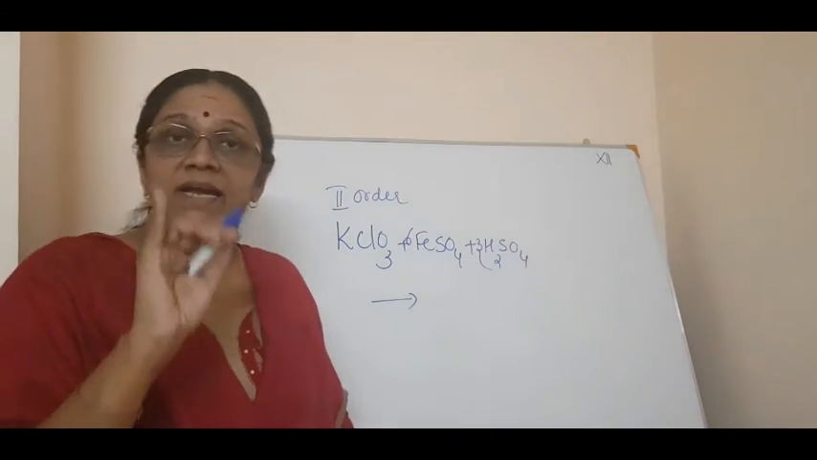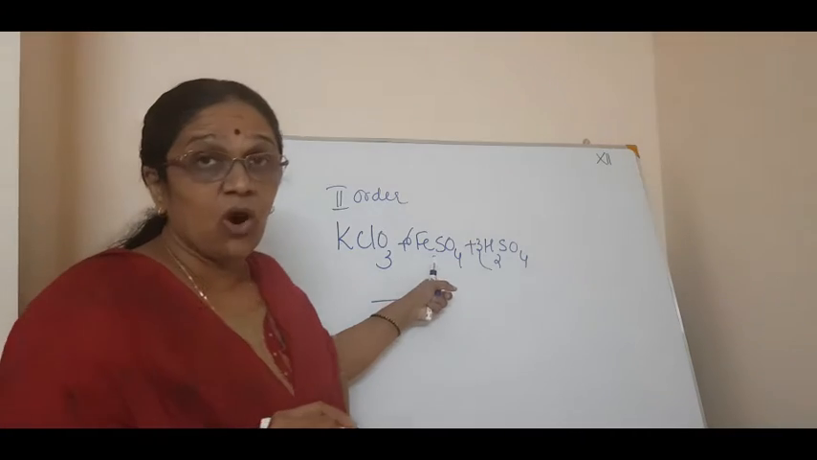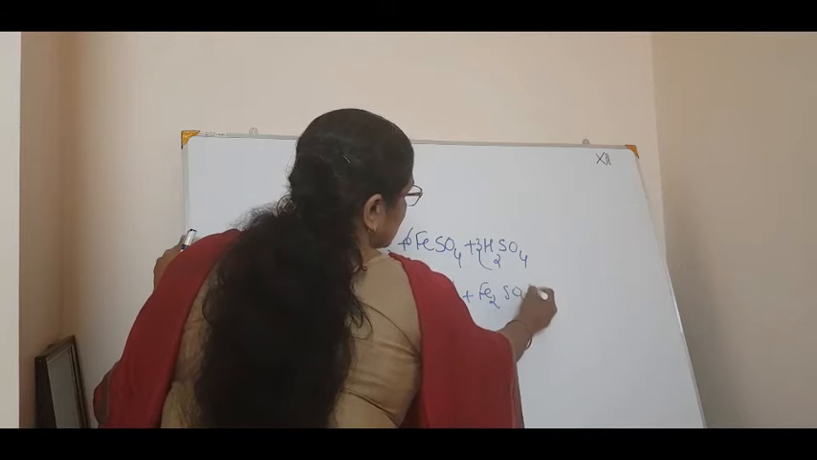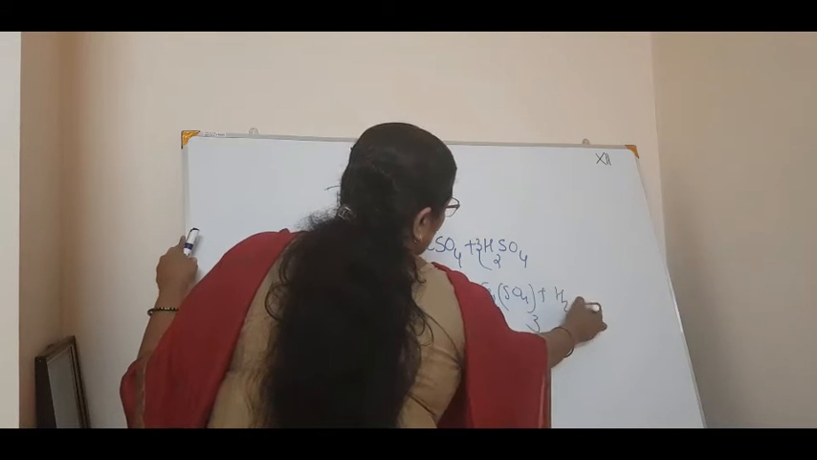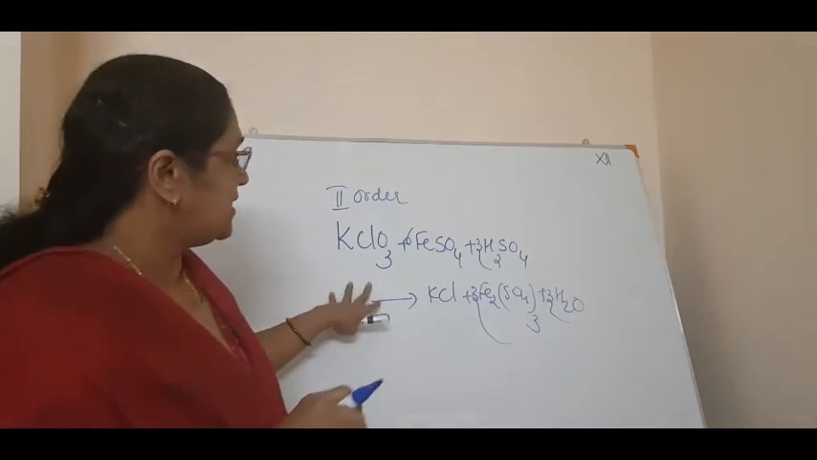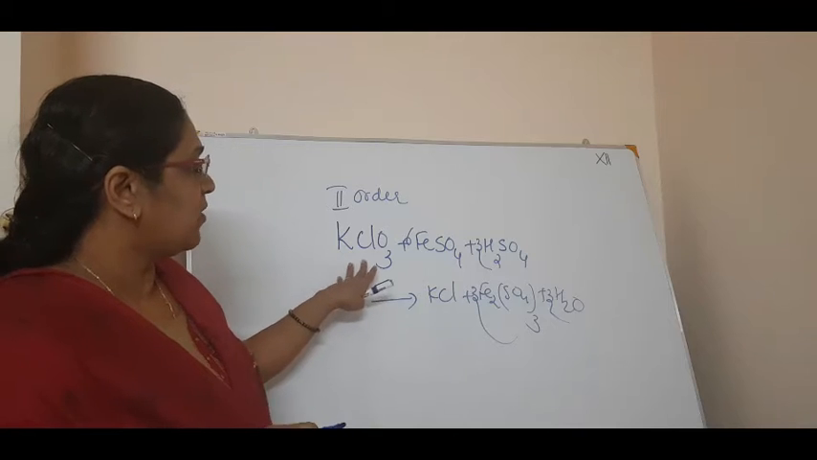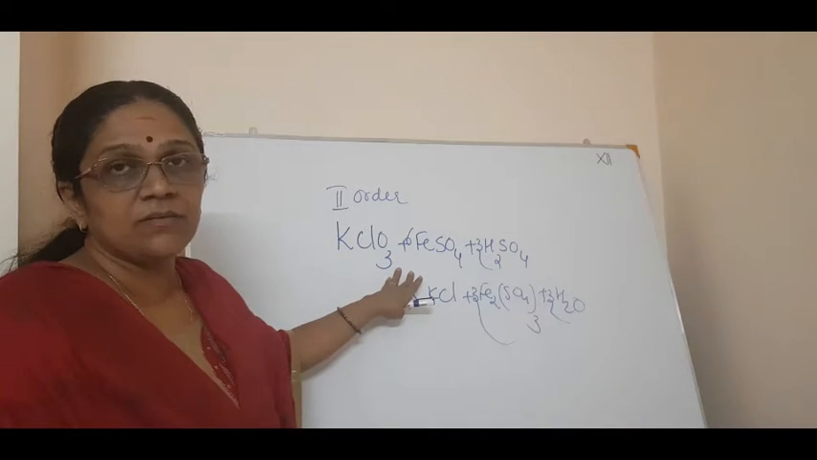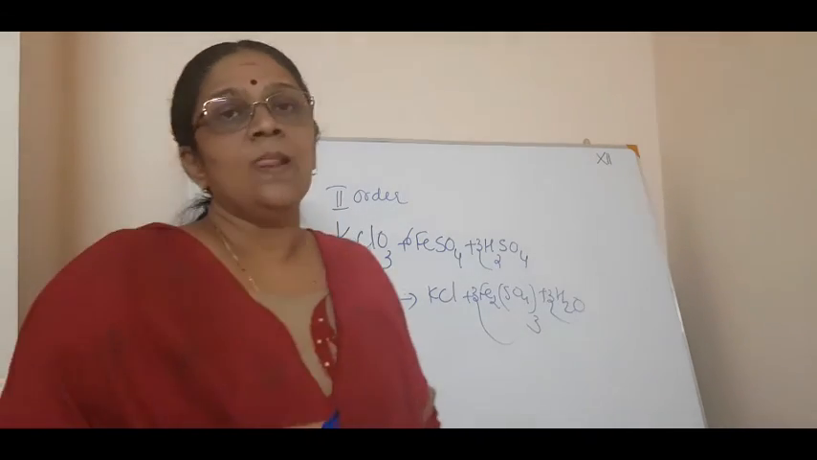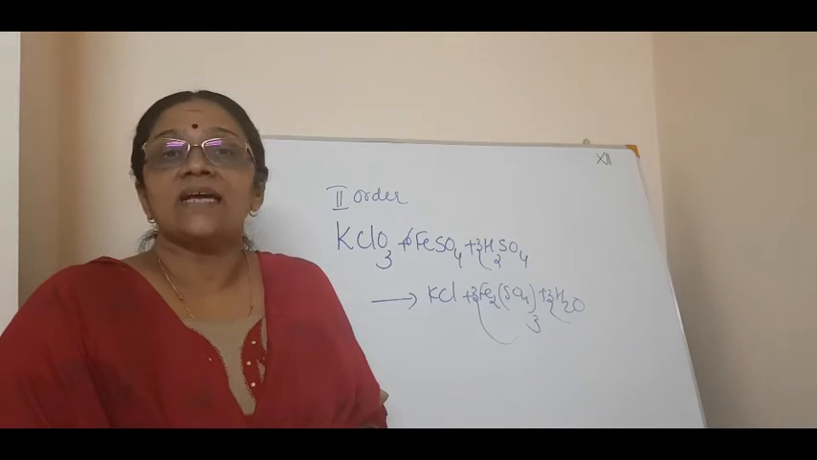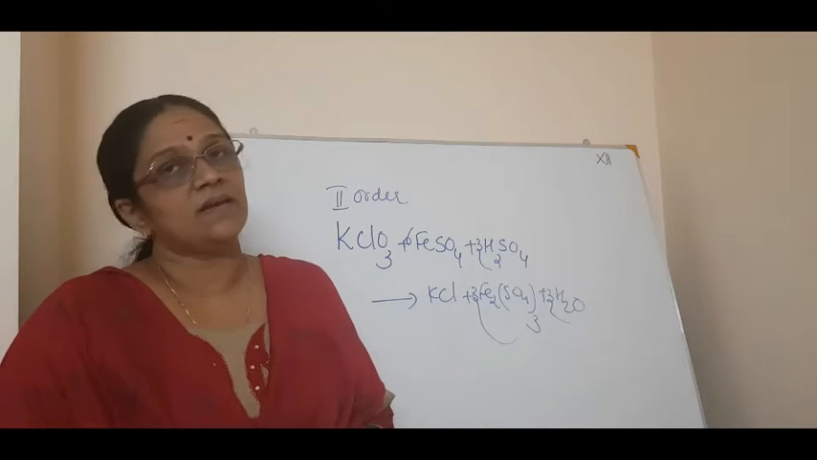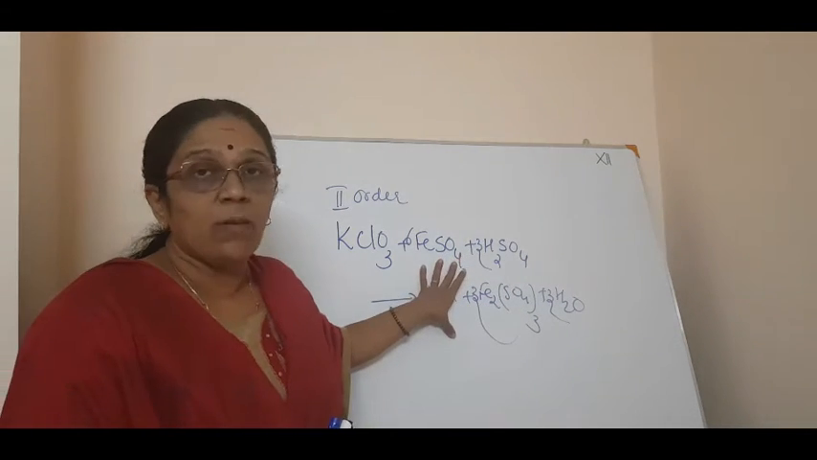So experimentally it is proven that this reaction, which is a complex reaction, with the products KCl plus Fe2(SO4)3 plus H2O, just refer to the textbook. Okay. So in this complex reaction, according to stoichiometry, I could say it is a 10th order reaction. But experimentally it is proven that this is a second order reaction, which means that just by seeing a chemical reaction, you cannot say whether it is a simple reaction or a complex reaction. So this is an example of a complex reaction.